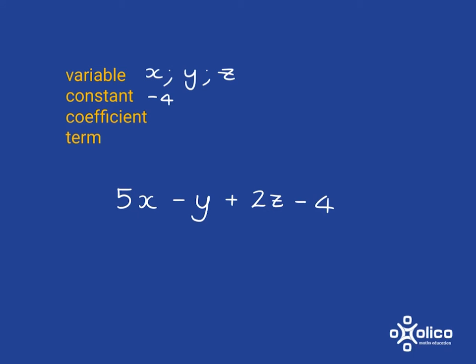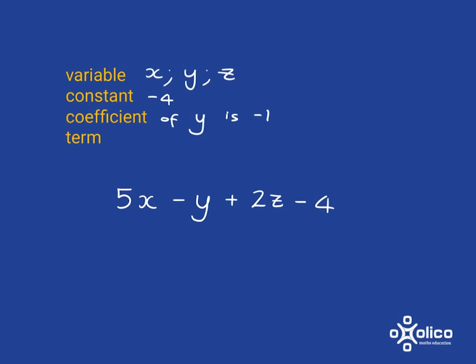The coefficient is just the number that multiplies a variable. So the coefficient of x here is 5. The coefficient of z is 2. The coefficient of y, if you have a look here and just remember what we just said, there would be a 1 here that we just don't bother to write. So the coefficient of y is -1. So let's write that down just to have a note of it. The coefficient of y is -1.